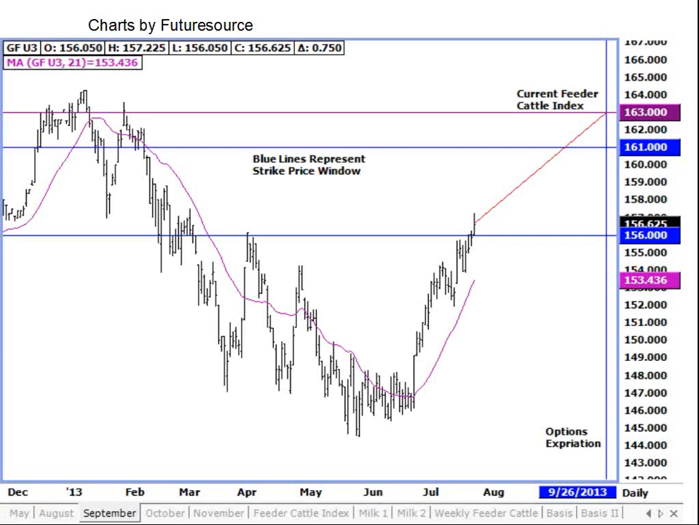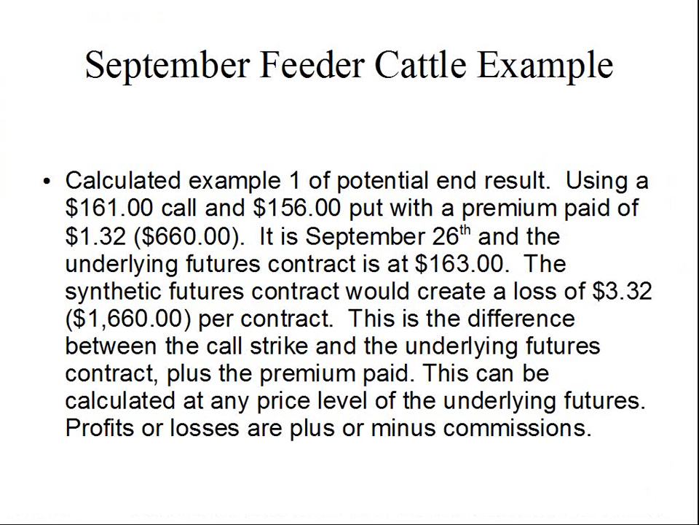It's September the 26th, and the cash index has moved up. Maybe corn's gone down to $4 a bushel. Maybe fat cattle have risen to 132. Whatever the case may be, the demand for feeder cattle by the feedlot has produced a significant rally in the feeder cattle index, and therefore the futures market has come up to meet that level.